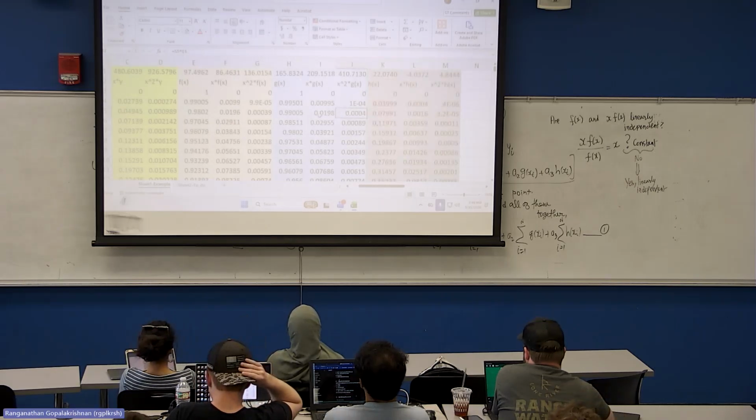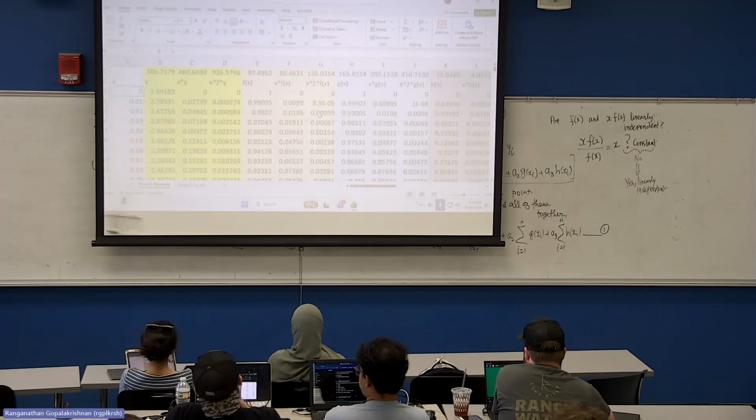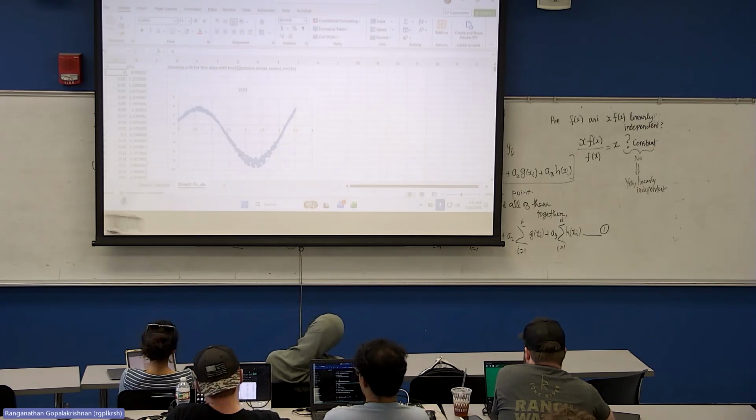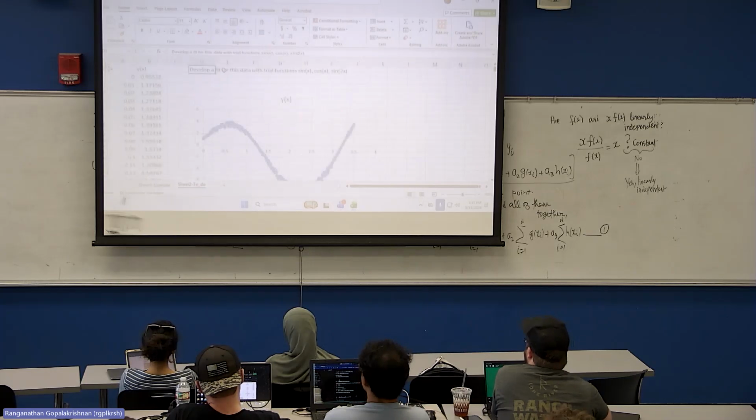So all the terms I need, once I gave you the xy data, you can compute them as secondary quantities, which is what you should do for the data that you are provided. The exercise is for you to fit this data with trial functions sin x, cos x, and sin 2x. So you have to figure out what a0, a1, a2, a3 are.